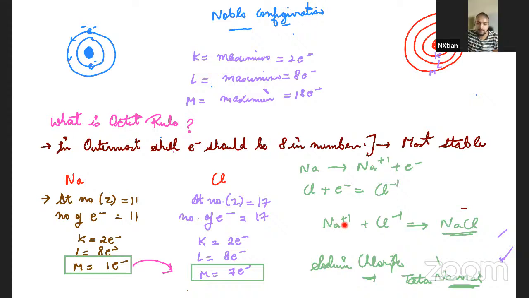Why? Because Na+1 means no electron in the M shell, becoming the octet rule, and the chlorine -1, he takes an electron, he takes negativity. That's why it becomes 8 electrons in the M shell, more stable. So every atom wants to be in a more stable state. That's why they combine to form a compound. Understood?